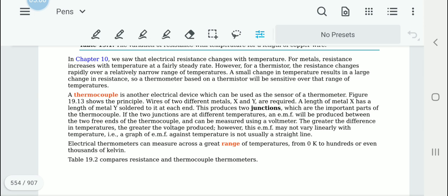So a thermistor can be used to measure the temperature over a certain range accurately, far more accurately than anything else, but only over a very limited range.